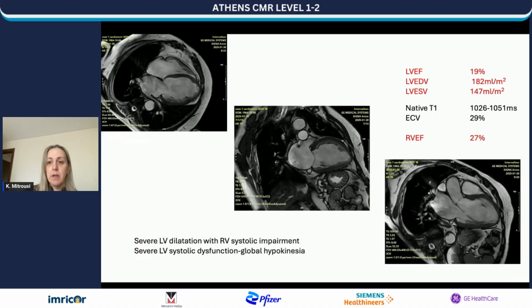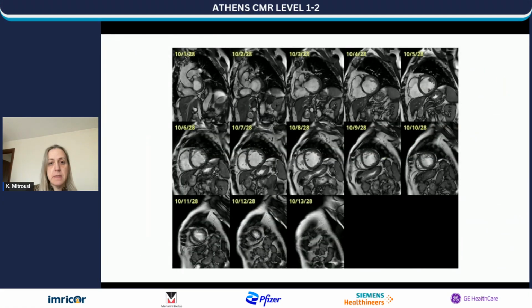Native T1 measurements were within normal limits, as was the extracellular volume, and of course RV is compromised. So you can see there's global hypokinesia. And this is the cine stack images of the same patient.